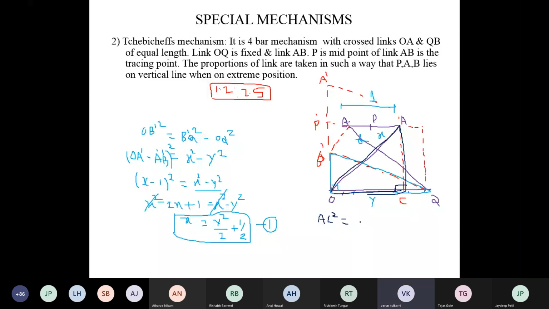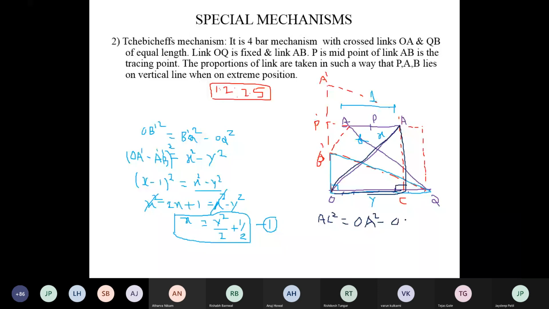OC square minus OA square, minus OA square minus OC square. OA square minus OC square. Correct. OA square minus OC square. Okay. Again, you have to write down AC square is equal to.